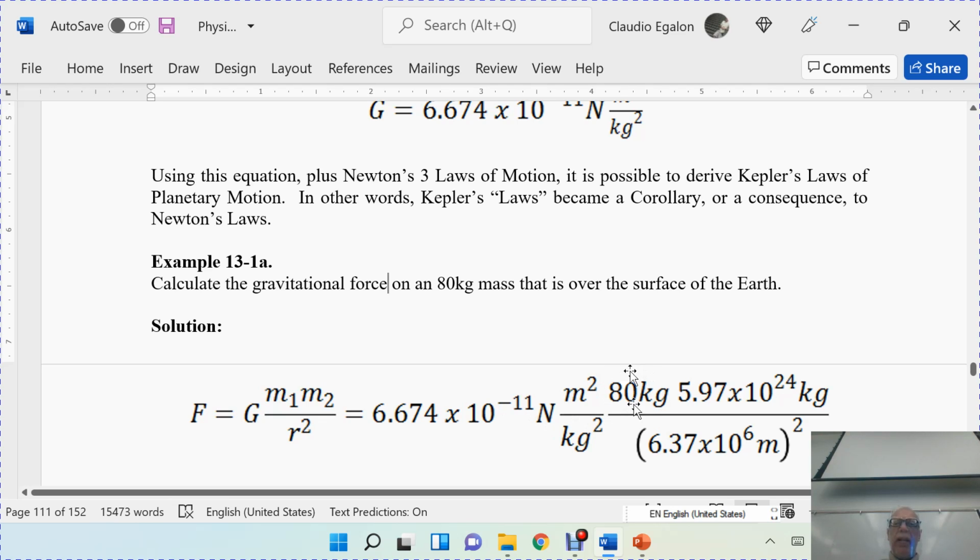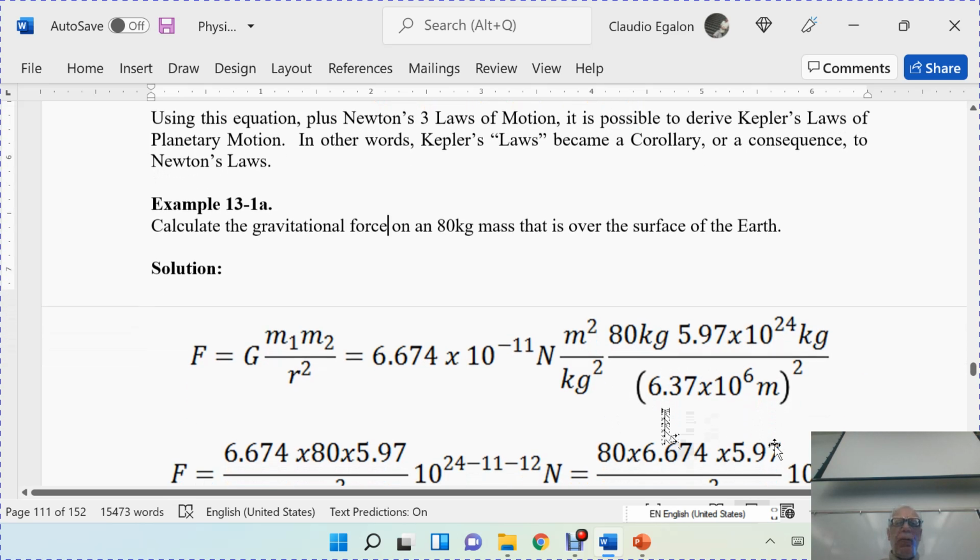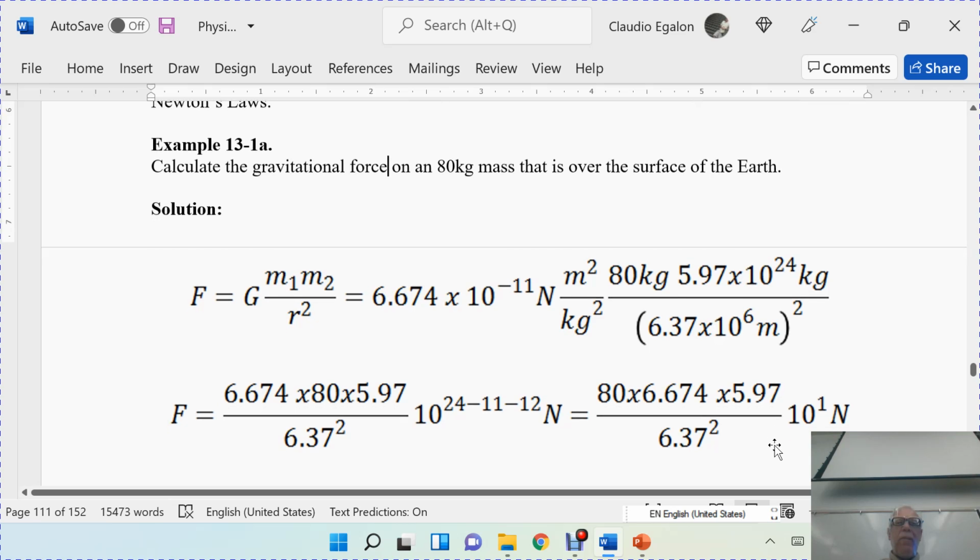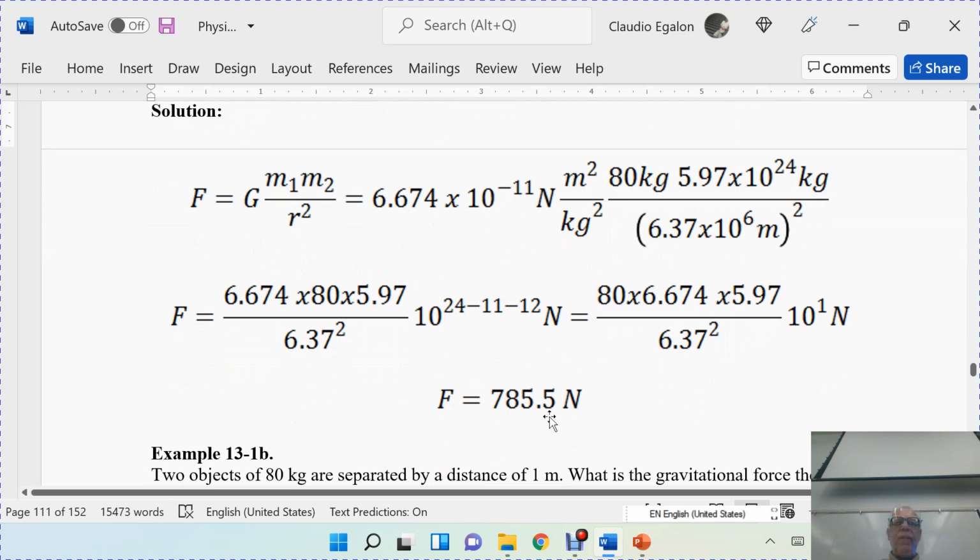So you go ahead and substitute the value for big G. The mass one is 80 kilograms. The mass of the Earth is approximately 6 times 10 to the 24 kilograms. And the radius of the Earth is 6,370 kilometers. You square it, and then what do you get? Do the math. You get 785.5 newtons, which is very close to 800 newtons. Okay?